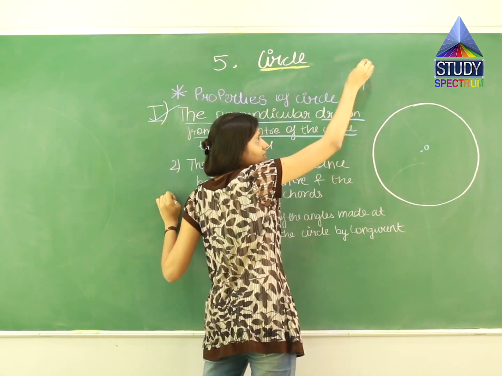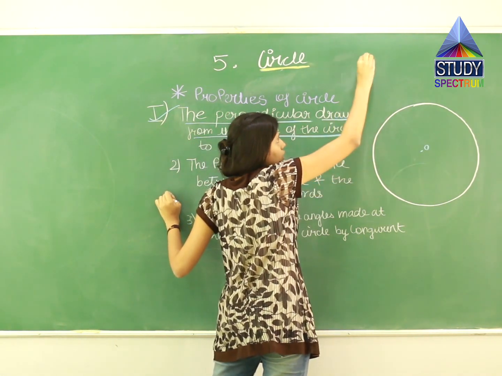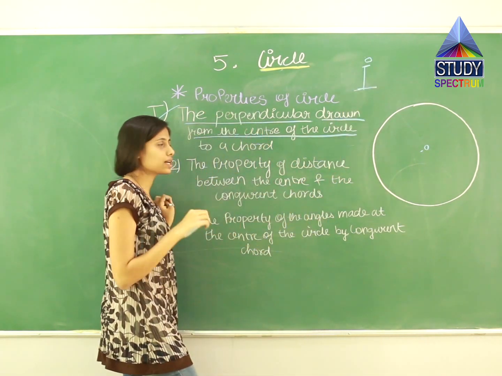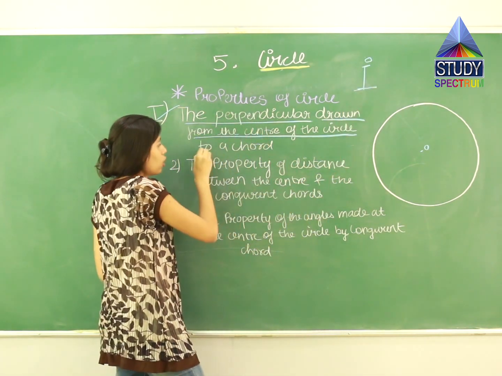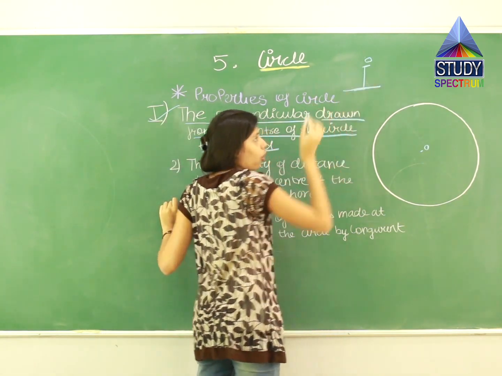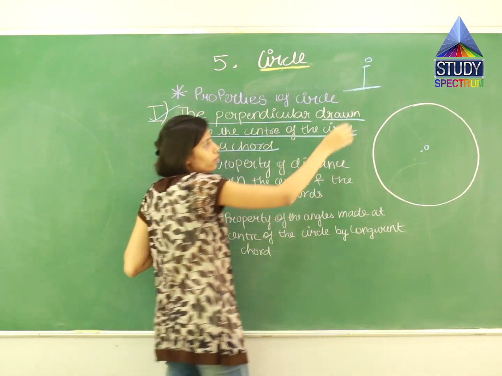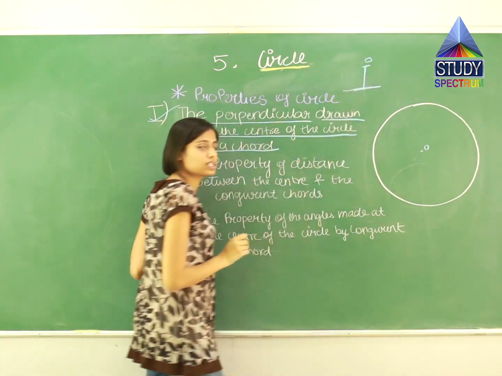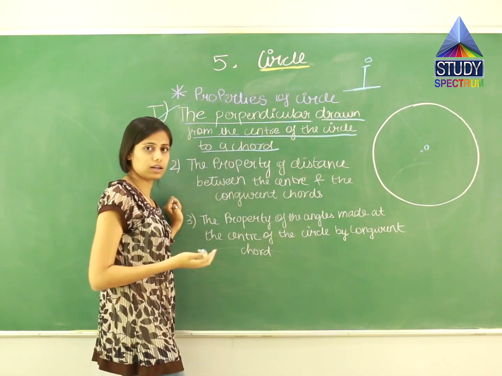So we are given that this is the center C. Oh, sorry, this is the center O. But the next point is not given, so let us read the question further. To a chord means what? This point should be on a chord. So first you have to draw a chord, then connect this chord to the center of the circle to learn this property.